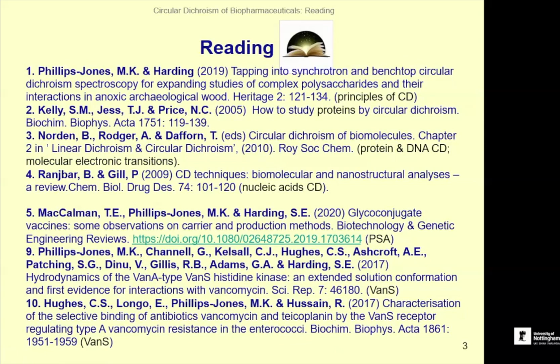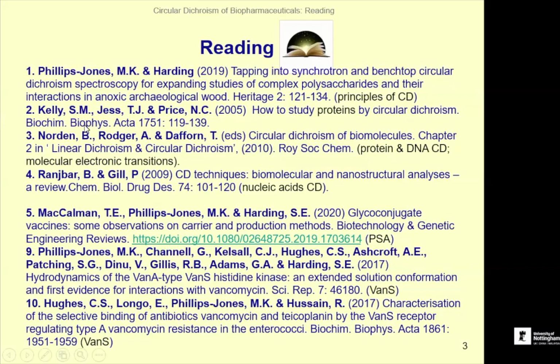The first 3 or 4 references are to do with principles of CD, really, and its application to specific biological molecules. You might wonder why there's one reference in here for archaeological wood. The reason I put that in is because it describes the principles of CD in that chapter. That's why that's in there.